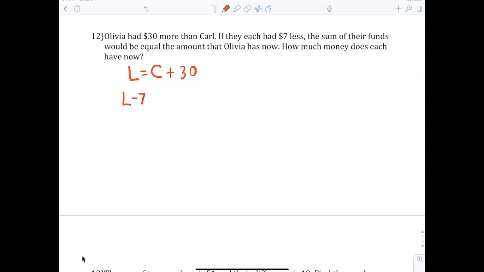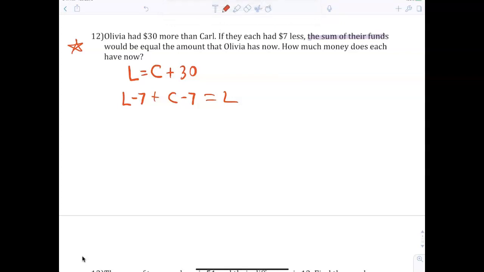It said if they would each have $7 less. So that means Carl would have what? C minus 7 also. And then it says what? The sum. So plus would be the same as what? L. That's that. All right. Now this one is kind of tricky. So I want you to take a look at that. It's not anything different. That's the translation. That's what I want you to have down.